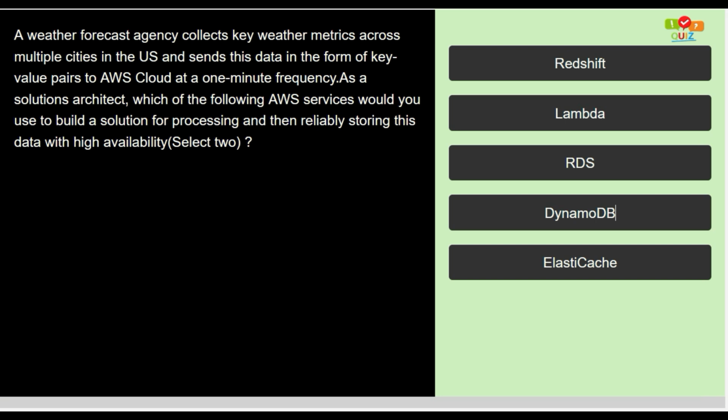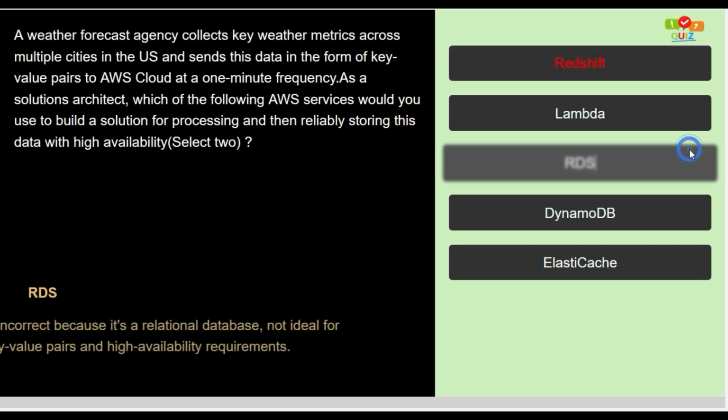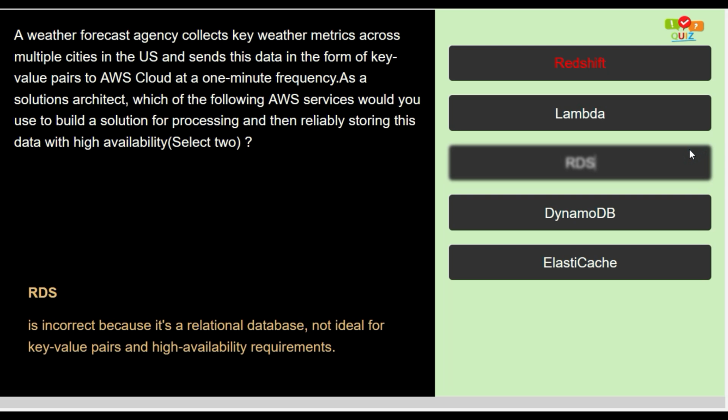Time up. Now let us analyze the answers. Option 1, Redshift, is incorrect because it's a data warehousing service not suitable for real-time data processing. Okay, so option 1 is the wrong answer. Option 3, RDS, is incorrect because it's a relational database, not ideal for key value pairs and high availability requirements. Okay, this is why option 3, RDS, is also the wrong answer.